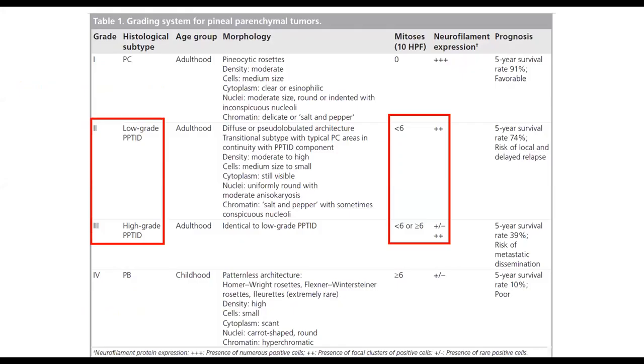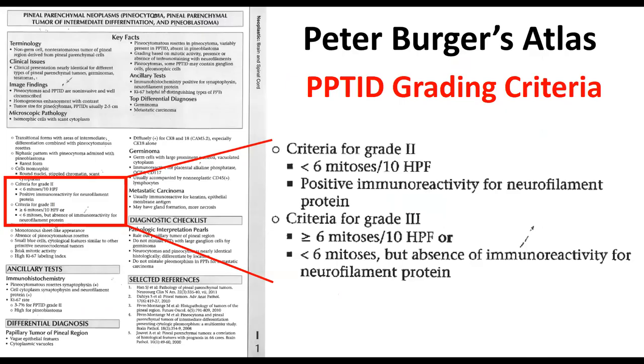All right, so here, again, from that paper, you can see the low grade, high grade. I think this one is even worse in terms of confusing. Look at the mitotic figures for the high grade. It's like less than 6 or greater than or equal to 6 and plus, minus, and double plus. That's really confusing. This is from Peter Berger's wonderful atlas. He invited several co-authors to join him.